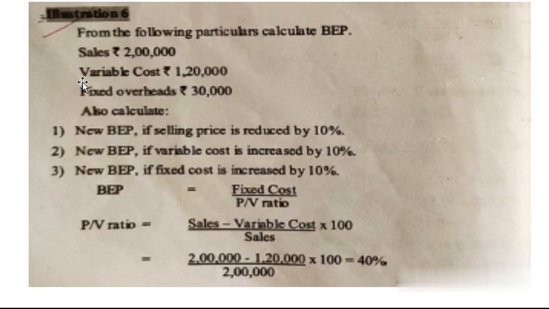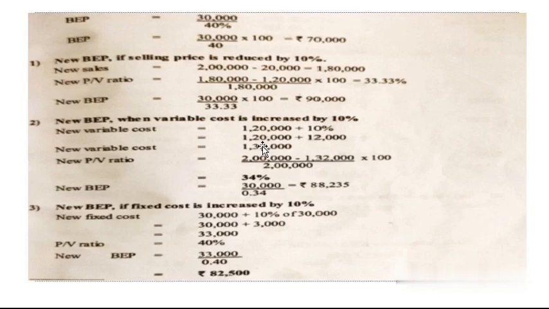Now the three conditions we will be working out. New break-even point if selling price is reduced by 10%. So if selling price is reduced by 10%, how much is your selling price? 2 lakh in the question. If it is reduced by 10%, 2 lakh into 10% will give you 20,000. So 2 lakh minus 20,000 will give you 1,80,000.